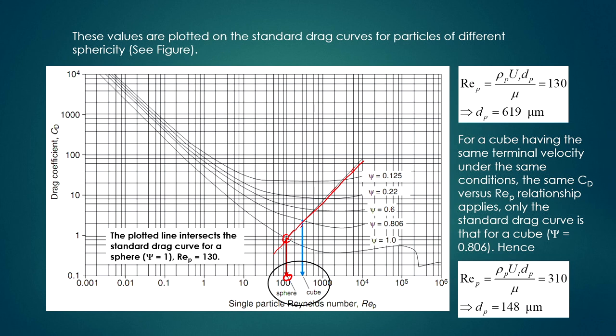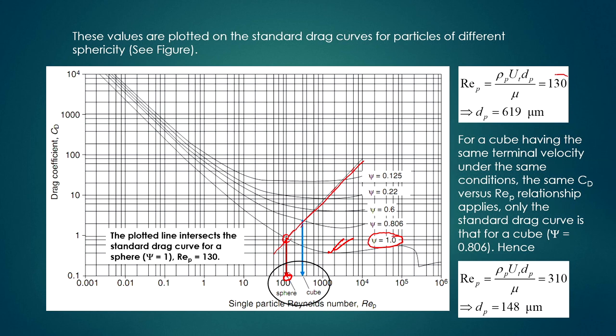Now, the question is why this line is considered. Here, since it is a spherical particle as per the problem, for a spherical particle we know that sphericity is equal to 1. So, for this sphericity this line is appropriate. From this line's intersection point we are getting the corresponding value of REP. Once we know that REP value, we will get the DP value.